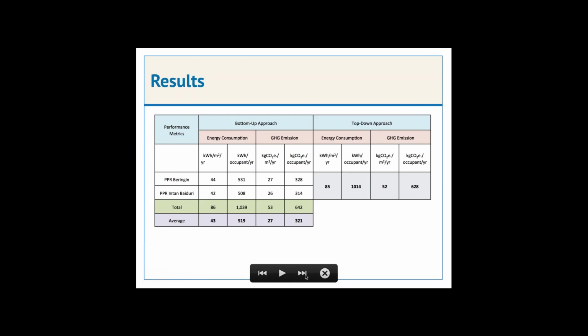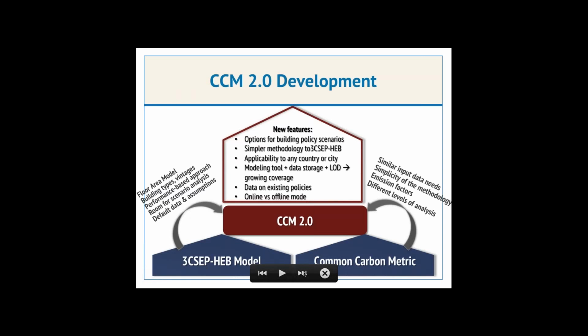So over all of the pilot use of the tool, there has been a discrepancy between the top-down and bottom-up approaches. This has to do with the system boundary which is used in national statistics and the specificity of emissions factors associated with supplying different fuels to buildings. So with that in mind, the Common Carbon Metric is now being developed as a Common Carbon Metric 2.0, and this is an online tool.